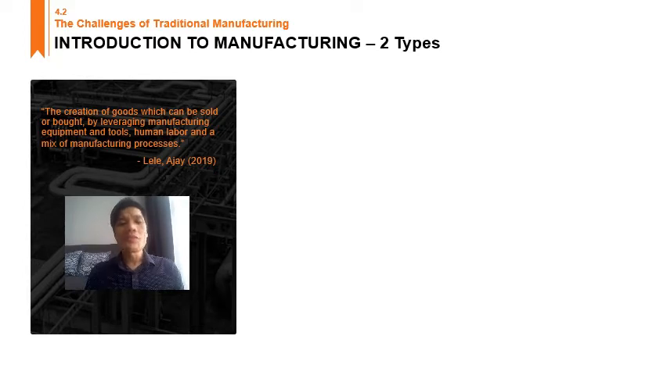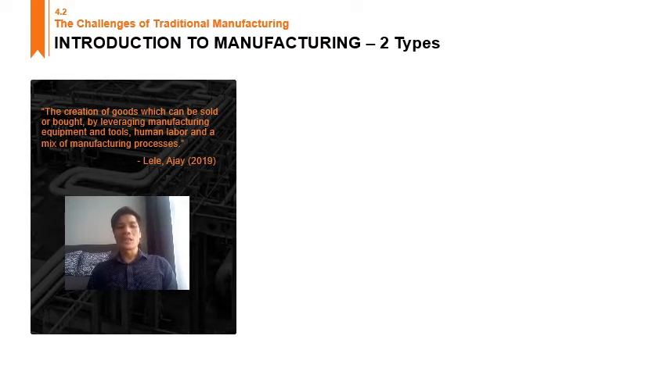So first off, I'm going to introduce what manufacturing is. Like most industries, manufacturing is a sector set to undergo enormous change. Before we can grasp this change, however, we must first understand some of the basics. Manufacturing can be defined as the creation of goods which can be sold or bought, leveraging manufacturing equipment and tools, human labor, and a mix of manufacturing processes. This is from Lily Ajay in 2019.